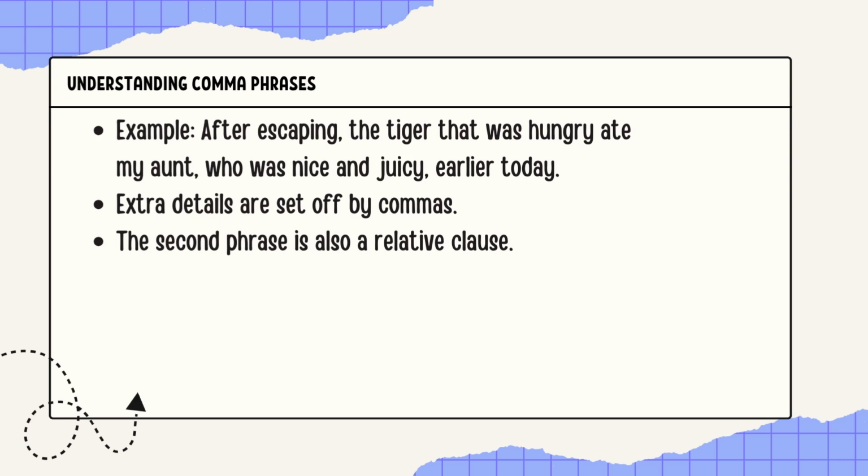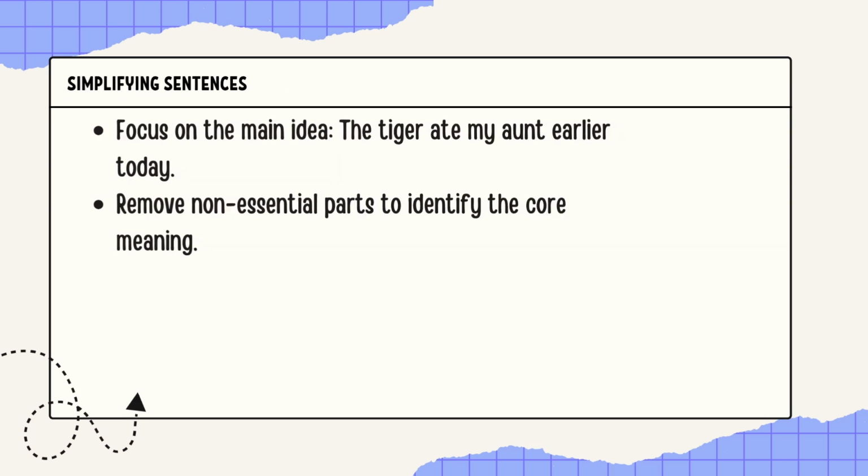Can you identify which one's the prepositional phrase? That's right, who was nice and juicy. So a crucial skill in understanding grammar is stripping away secondary phrases to get to the essence of a sentence. This ability is especially useful for tests like the ACT, where clarity is key. So you have to get really down into simplifying sentences, which is really important on the English section of the ACT.